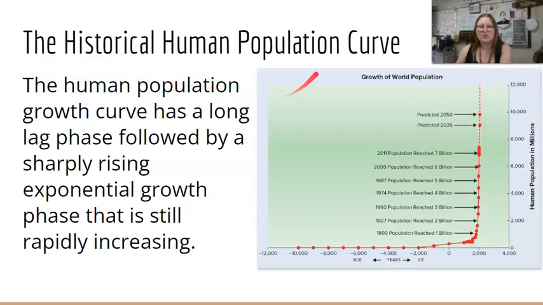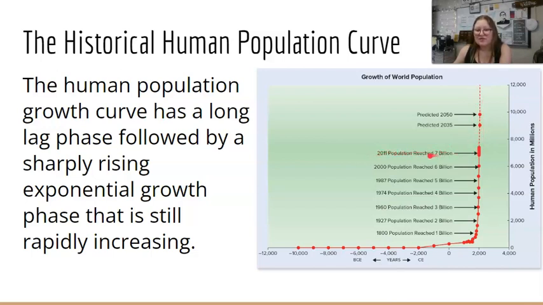So if we look at the historical human population curve, the human population growth curve has been a long lag phase followed by a sharply rising exponential growth phase that is still rapidly increasing. So the current growth phase that humans are in is going to be still in exponential growth. We could see that with this growth curve right here. So in one of our previous lessons, we talked about those different phases of growth. We have the lag phase followed by an exponential growth phase where it's going up very sharply. And then eventually we should hit a deceleration phase before it evens out. We do not see that trend happening anywhere.